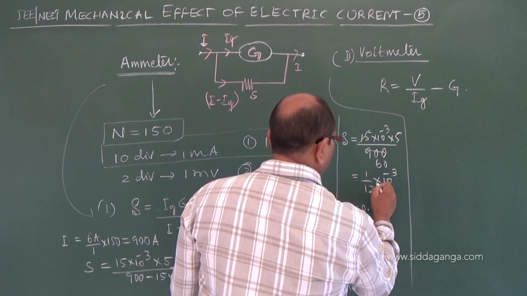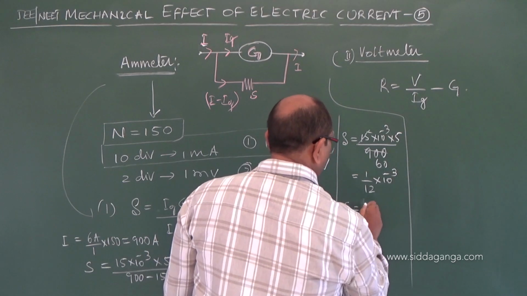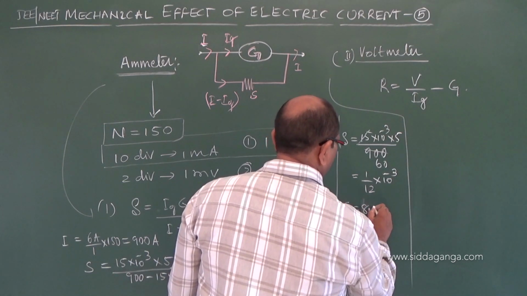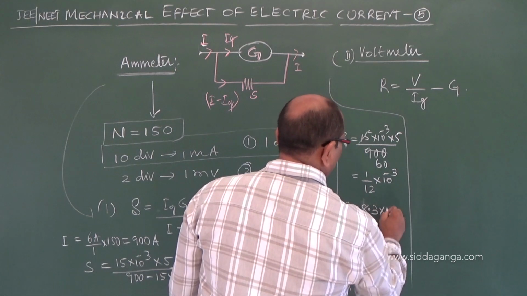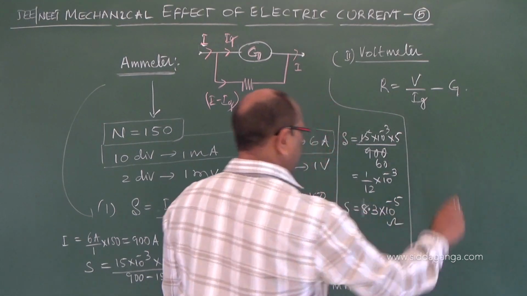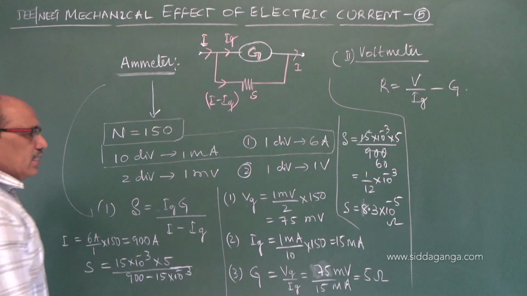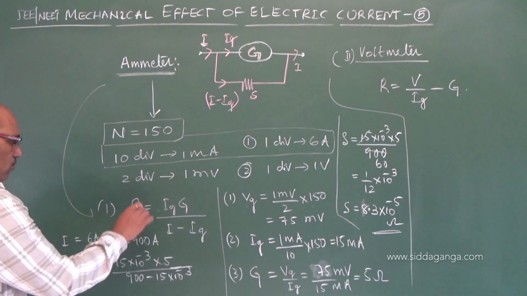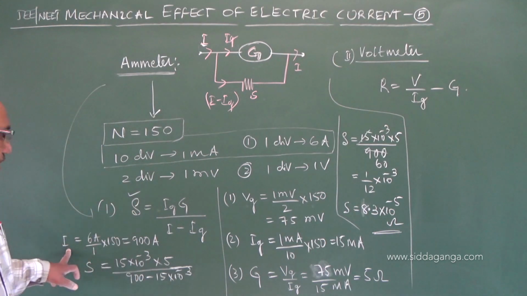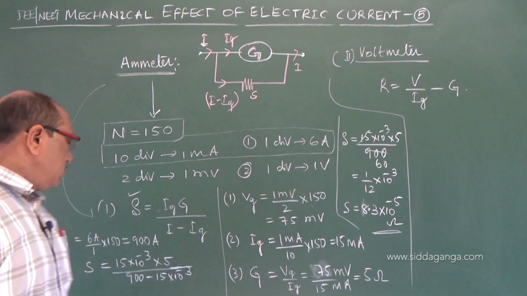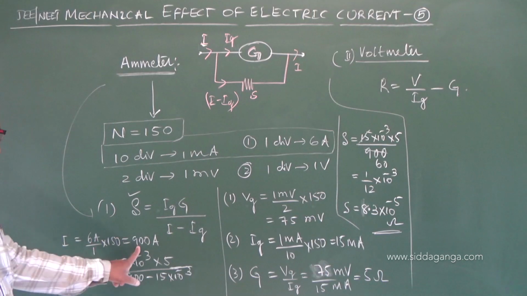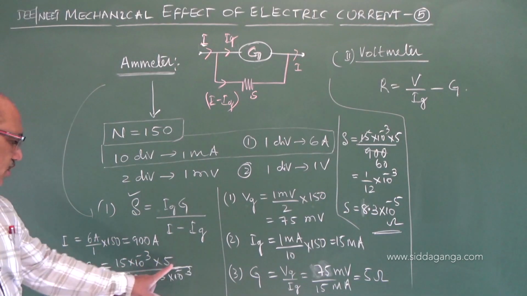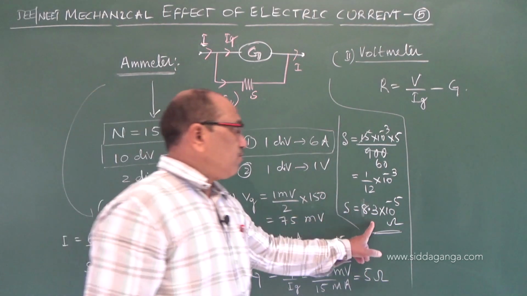So if I rate 100, this becomes 8.5 into 10 power minus 5, approximately this value. I hope you have understood here. This formula we used. The main current we calculated is 1 division, 6 ampere. So therefore I is equal to 900 ampere. Ig into G upon I minus Ig. We got the final answer here.